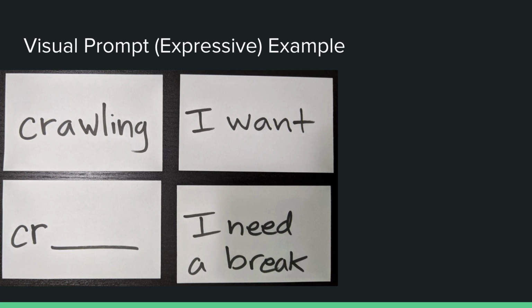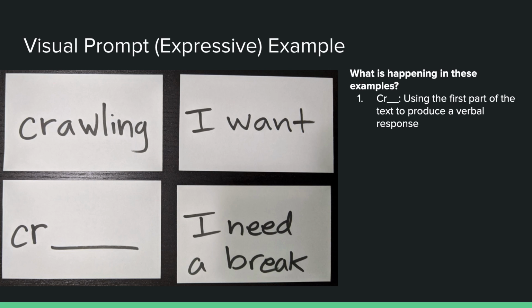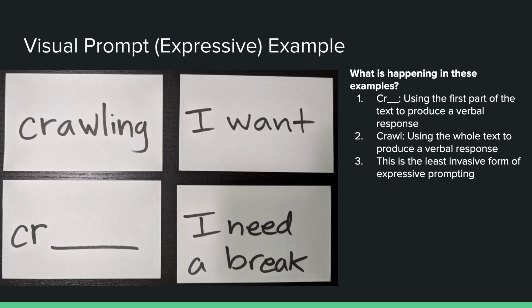So visual prompt. These are for our expressive examples. If they can read, you can give them a visual, the written answer. You can give them the full written answer, or just part of it. The part of our written answer uses just the first part of the text to produce the verbal response. The whole word crawl or crawling is used basically just using the whole word to produce a verbal response. So these are the least invasive forms of expressive prompting.